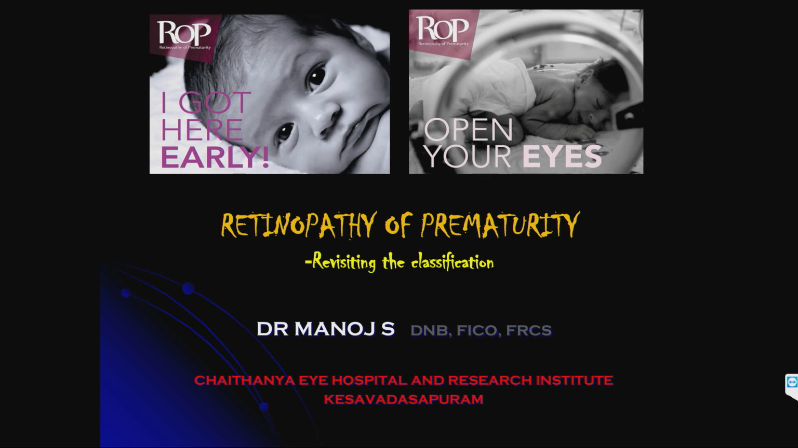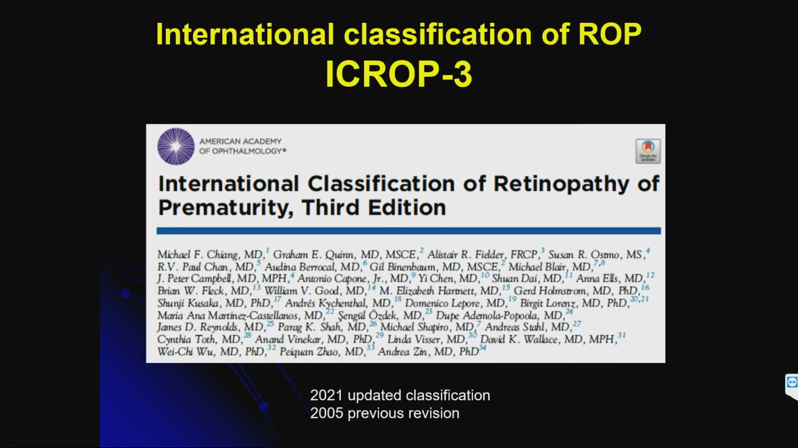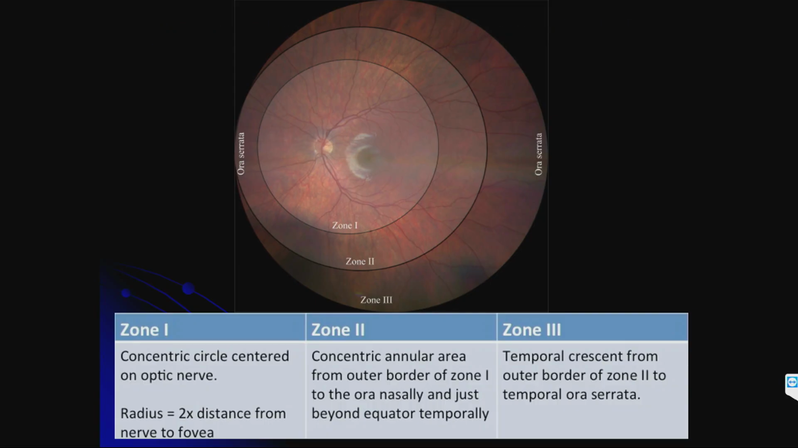Most of the things that I'm going to speak about today are basically from his publication. I'll be talking to you about the international classification of retinopathy of prematurity, the 3rd edition, which was recently published in the year 2021. The previous edition came in 2005. There are certain changes from that edition, and I'm going to stress what the new things are that have come up in the classification.